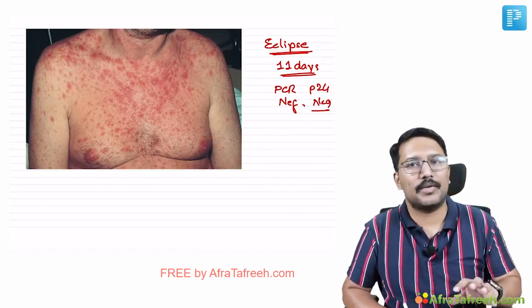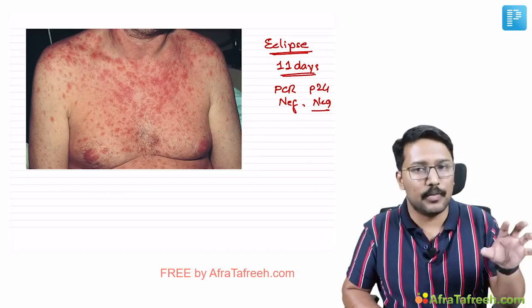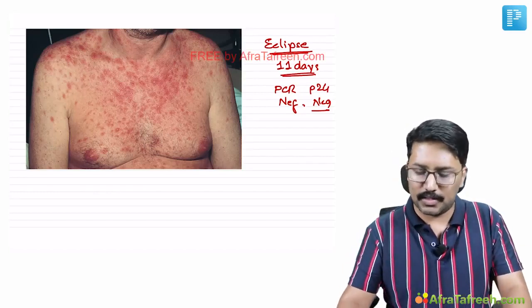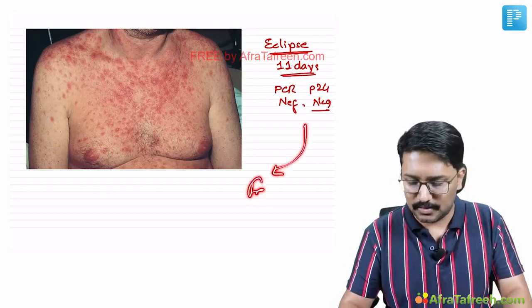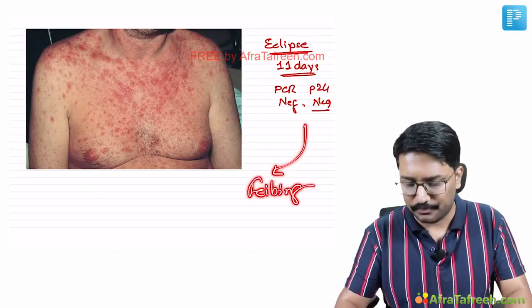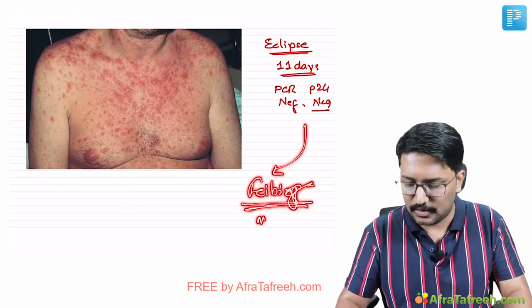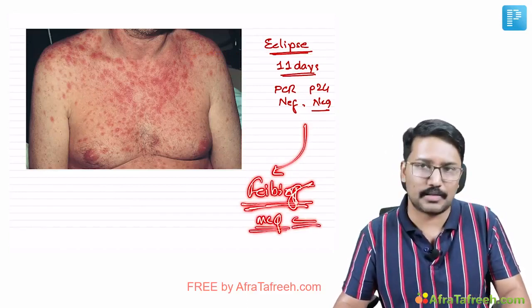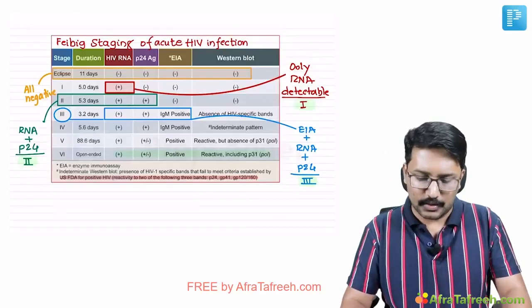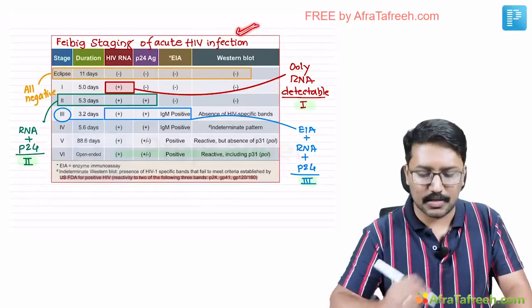This terminology comes from a staging system which stages the progression of acute HIV syndrome, right? So what is the name of the staging system? The name is the Fiebig staging system. Fiebig, right? This is also an MCQ that has been asked in the past. So we also have to learn some key points about the Fiebig staging system.